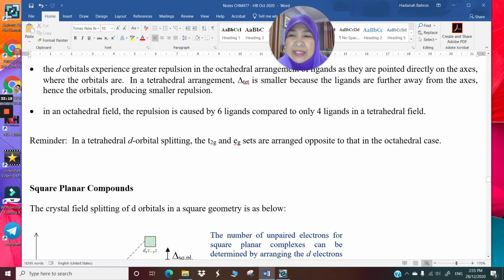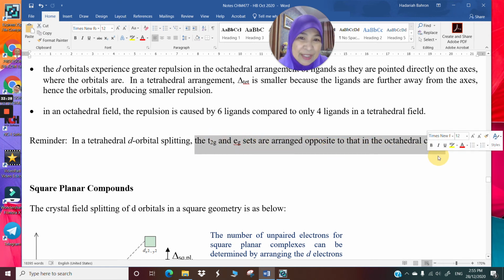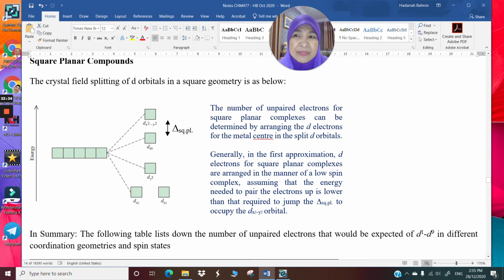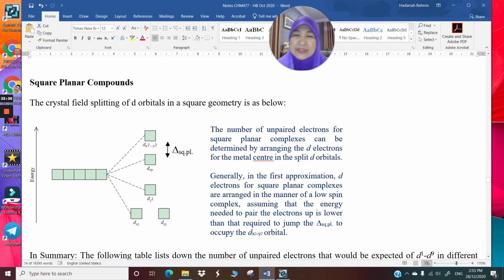Now, there is a reminder here that in a tetrahedral d orbital splitting, the t2 and the e sets are arranged exactly opposite to that of the octahedral case. And I hope you can remember why that is so. Okay, so that's about tetrahedral. Now we go straight into the square planar compounds. Another one having a coordination number equal to 4.